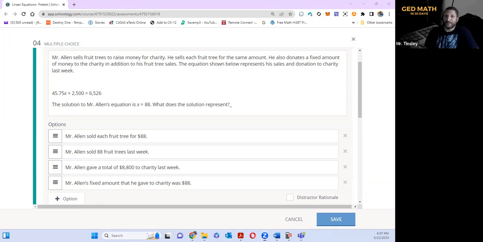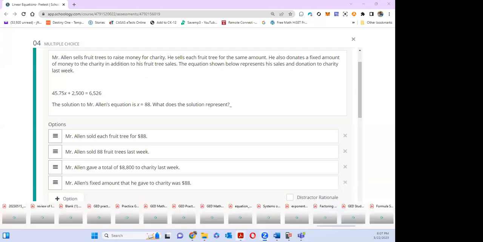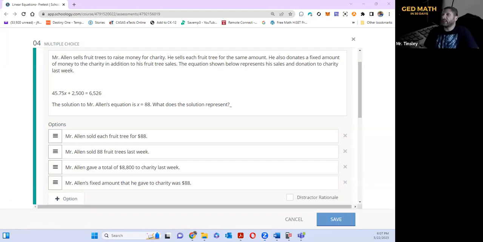Anything else? Mr. Tinsley, I had a problem but I could not get it. It was standard form with the linear equation, but I just didn't understand. Tell me what it is. 2x plus y equals 8. I just didn't understand where the 0 came from.